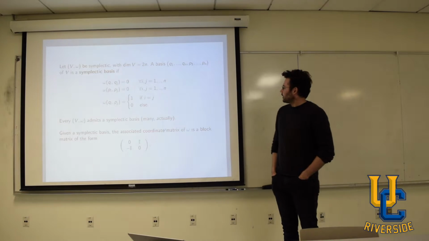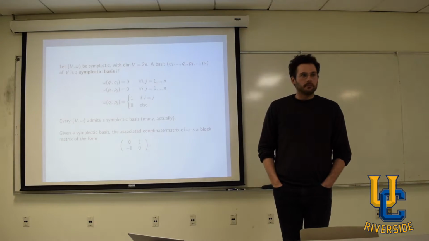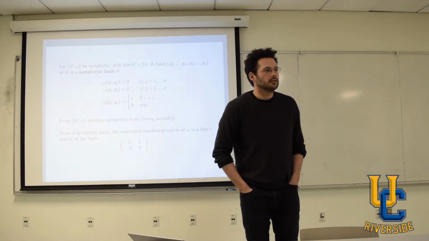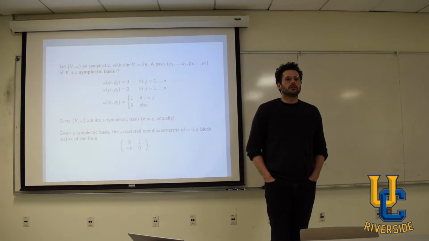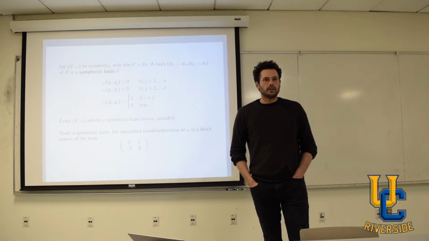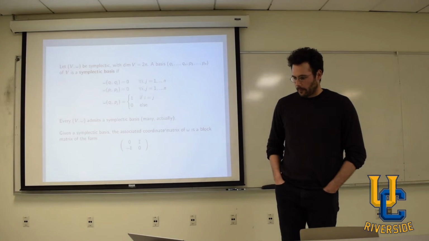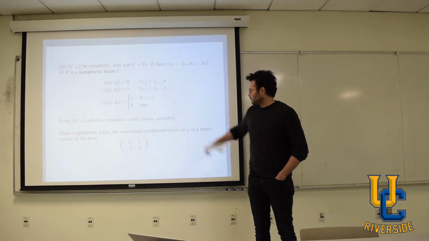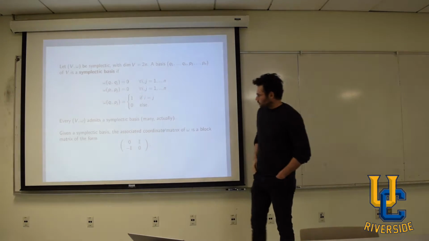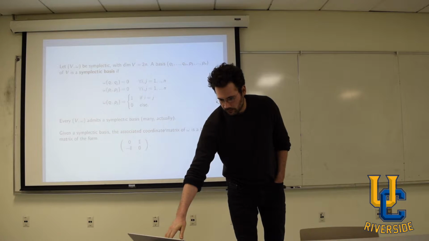Something we won't need that much, but I'm introducing it here to set myself up to talk about mechanics examples, is the notion of a symplectic basis. This is basically a basis of your vector space which is particularly nice. The coordinate matrix of your bilinear form has a particularly simple form. That is the block matrix form, with identity matrices on the antidiagonal. That's what your symplectic structure looks like with respect to this basis.